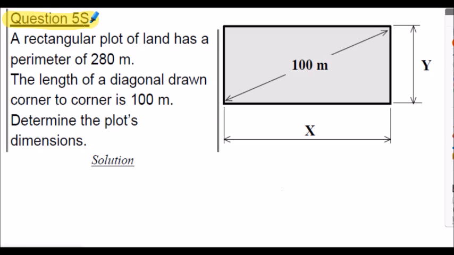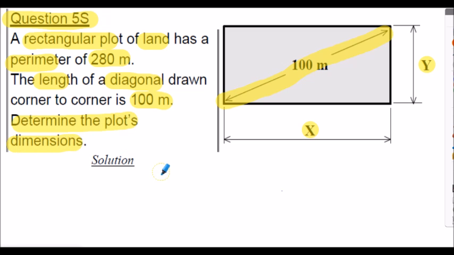Question 5s is a more difficult question because now we've got a contextualized problem where we have to generate the equations from the information given. We're basically told that we have a rectangular plot of land that has a perimeter of 280 meters. So adding up all four sides, it totals to 280 meters. We're informed that the length of the diagonal is 100 meters. So on my diagram, here's my length of diagonal, 100 meters. Here, I've labeled the sides x and y. So the question wants us to determine the plot's dimensions. In other words, we've got to find the values of x and y.